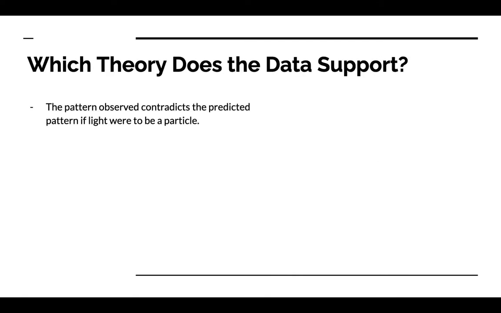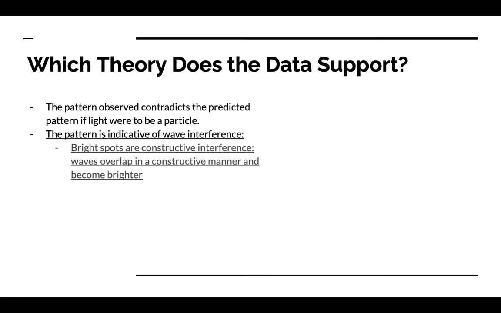The pattern observed does contradict the predicted pattern if light were a particle. So does that mean light could still be a particle and a different pattern is happening, or does it suggest that light is a wave? The pattern here is going to be indicative of wave interference.